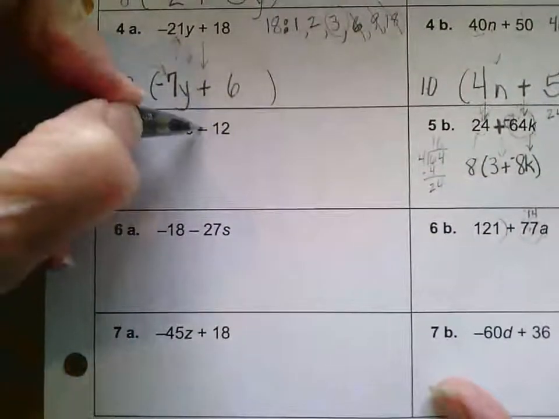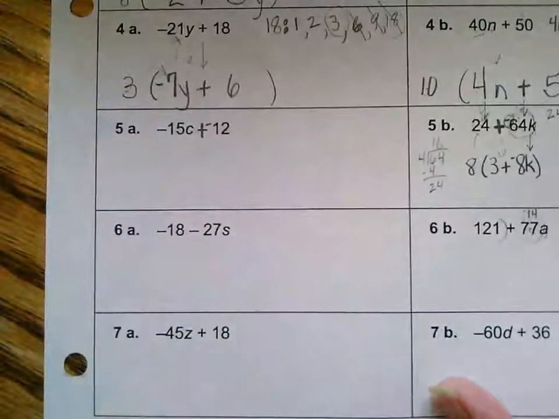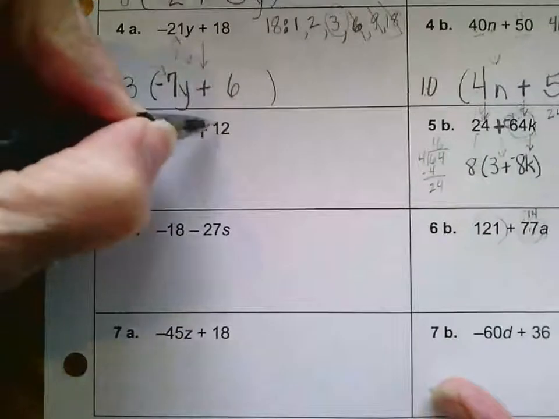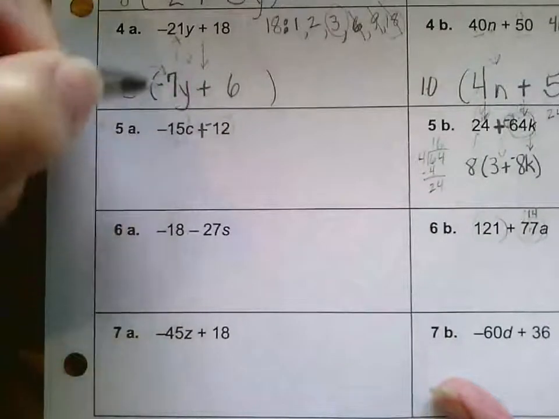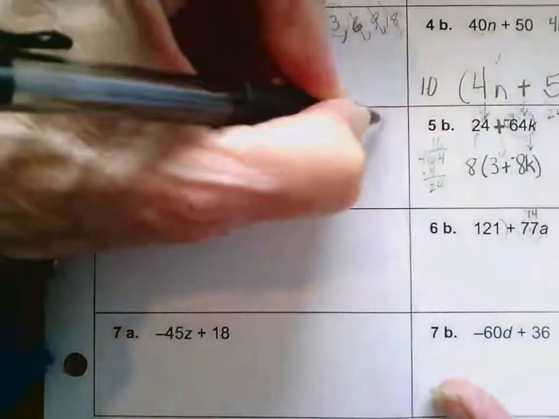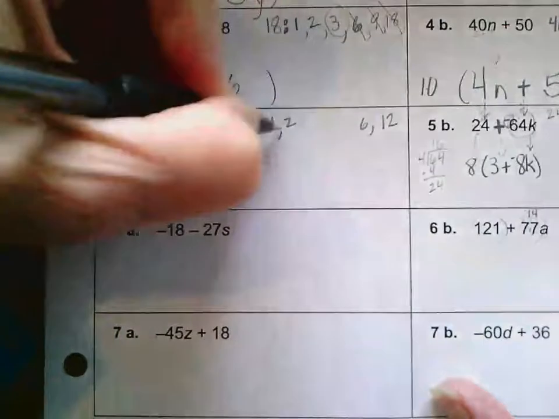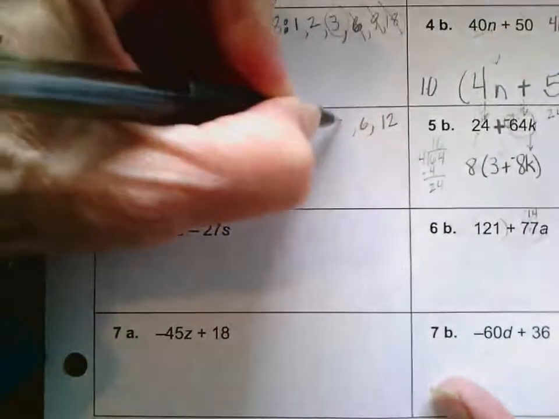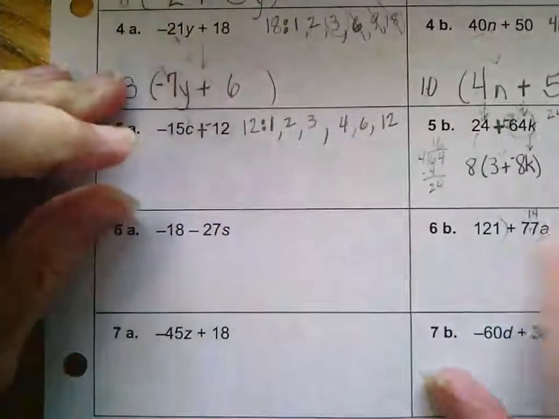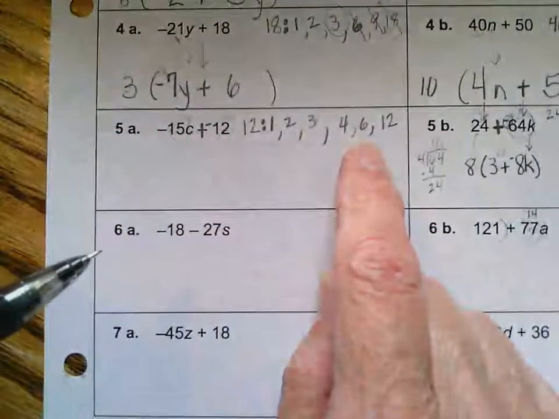I have a subtraction sign. Change that and change this to its opposite. So my smaller number is 12. So I'm going to list the factors of 12. 2 and 6, 3 and 4. 5 is not a factor of 12. And now I bumped up against 6, so I'm done.